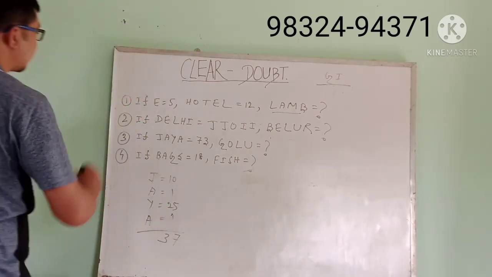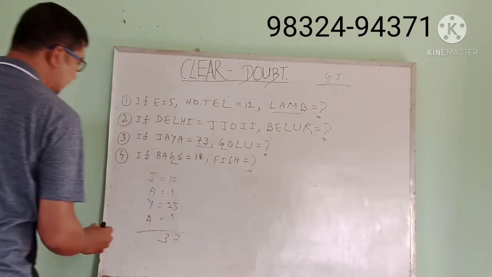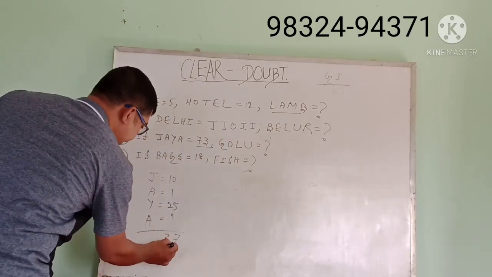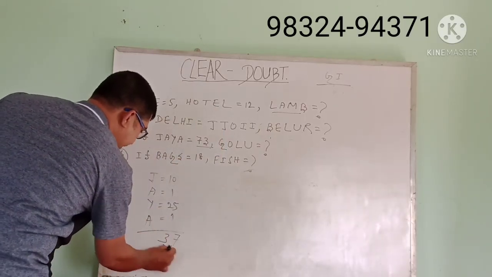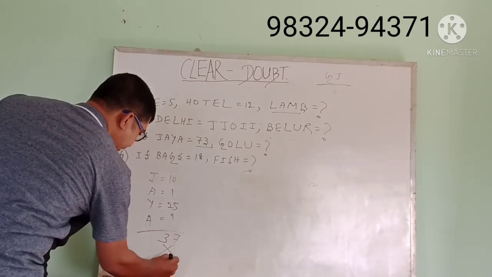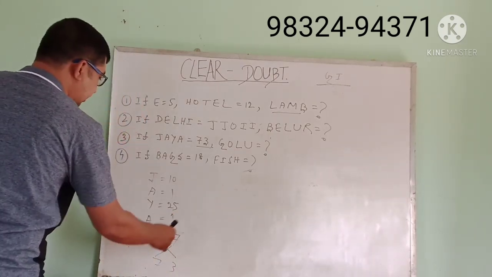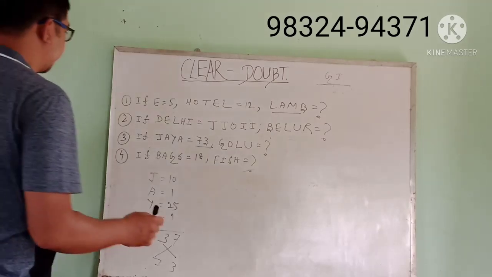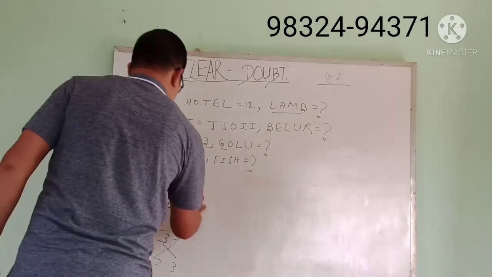That gives 37. But the condition says 73. How does this come? We just interchange their positions: 7 comes there, 3 comes there. So put 37 and reverse it, 37 becomes 73. Similarly, we find out GOLU.